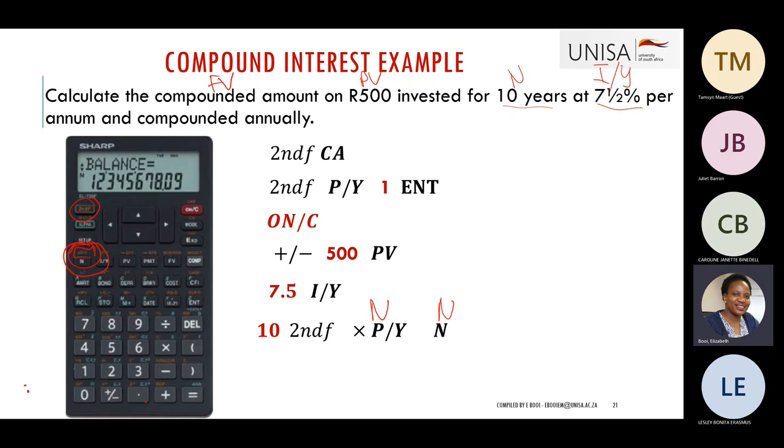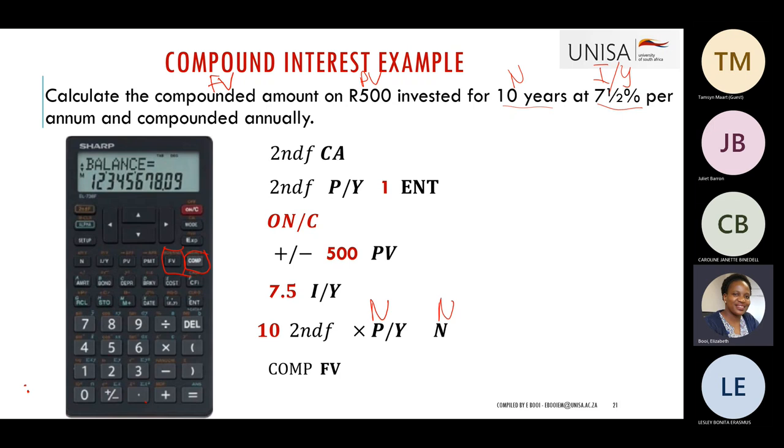Okay, so now we are ready to calculate our future value. The only thing you do is press CPT, compute, and then future value. Those are the only two things. When you press that, it will give you 1030.52. I hope you have followed the same steps on your calculator in order to see what I have just done.